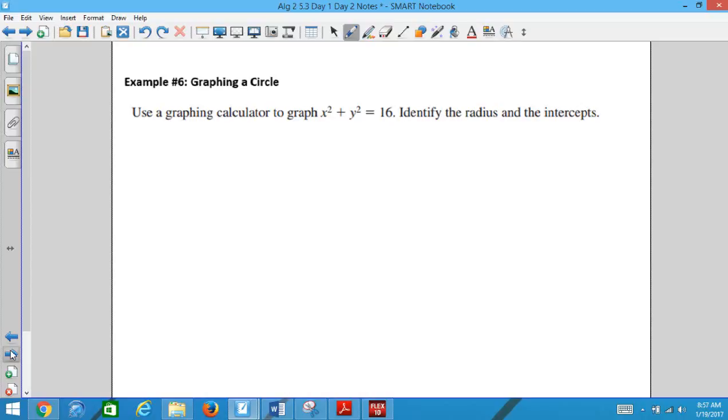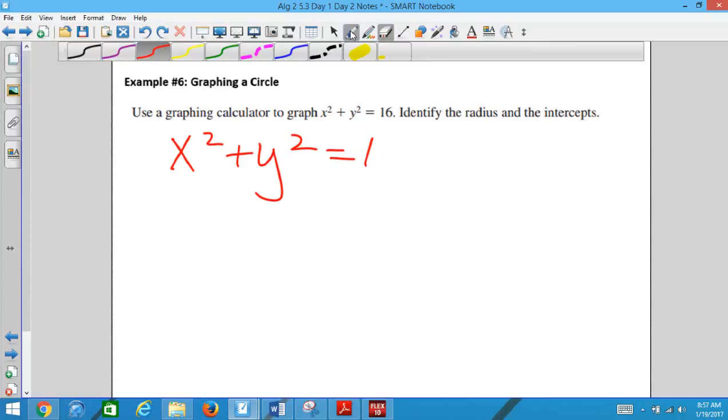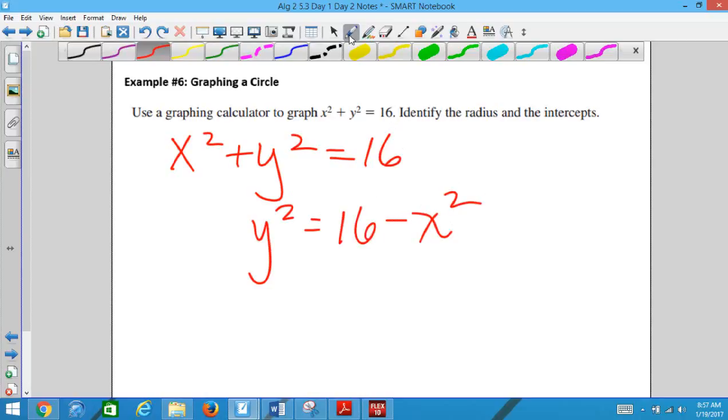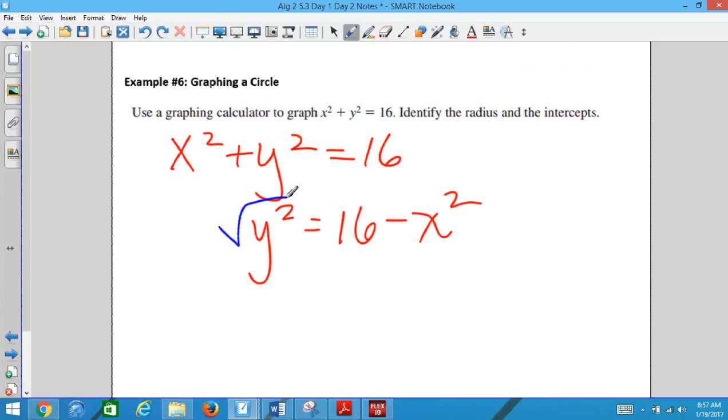All right. x squared plus y squared equals 16. We're going to have to solve that one for y squared. So let's do it together if you haven't done it yet. We're going to do what to both sides? We're going to subtract x squared, we'll get 16 minus x squared. Then we will square root, and when you square root, you need plus minus.